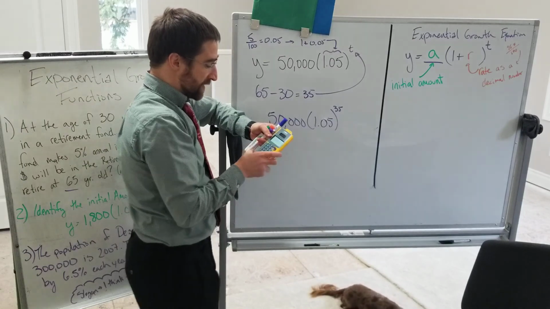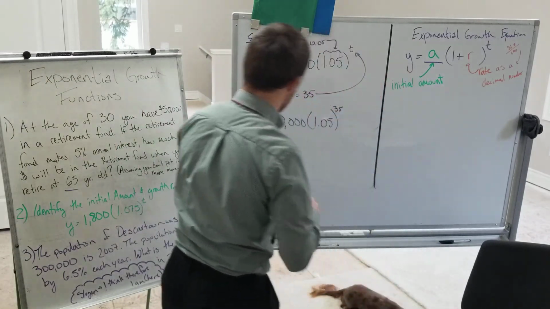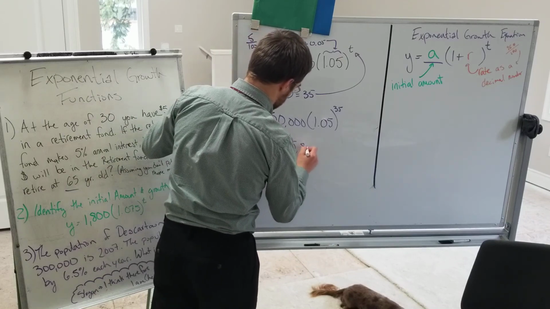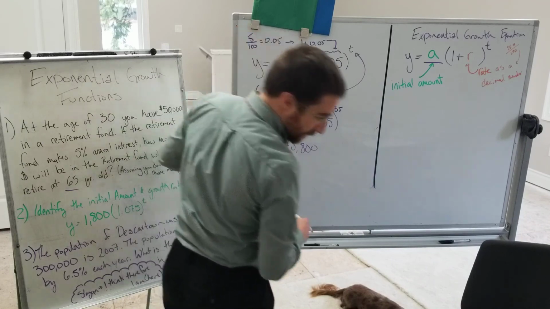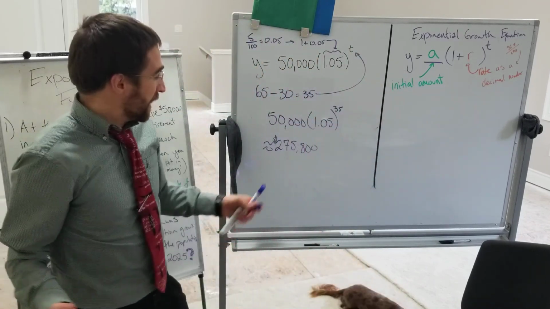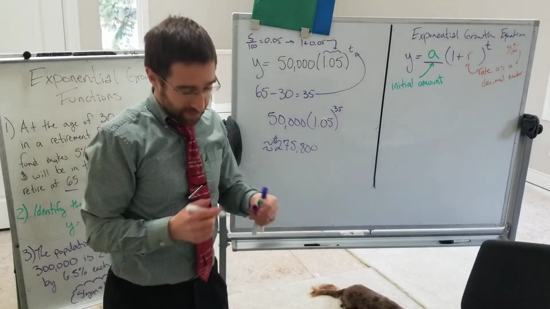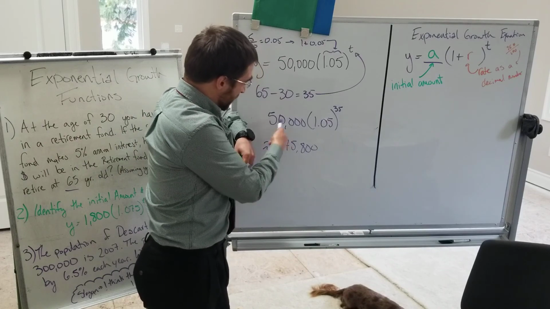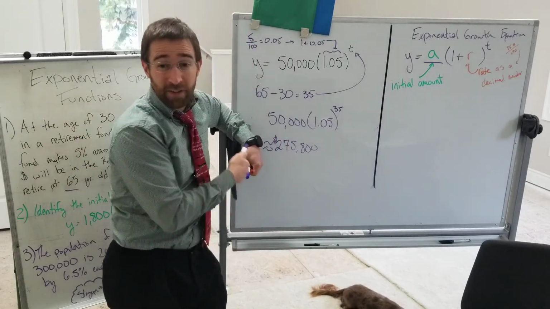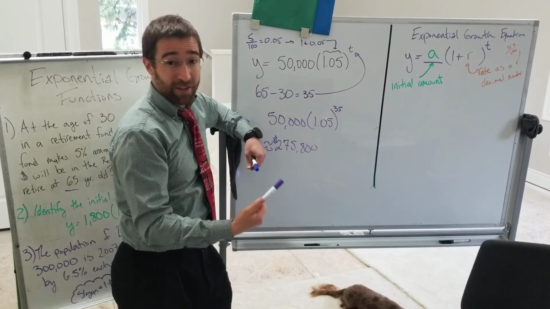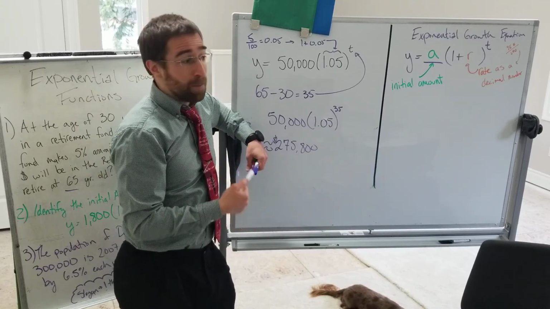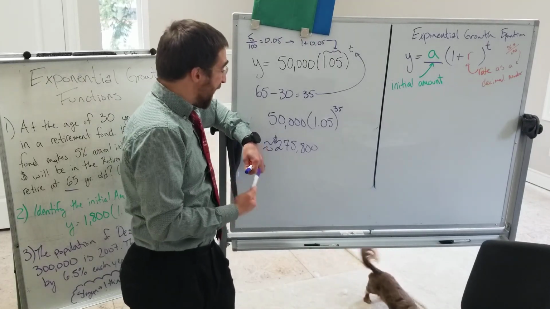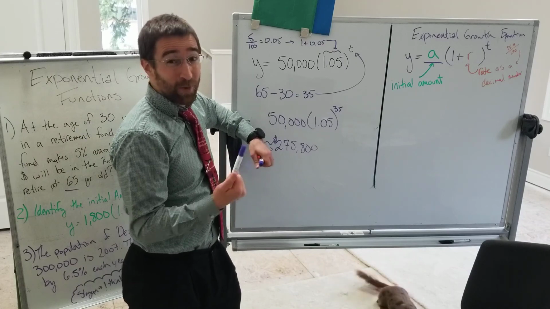And we get $275,800 approximately. There's like 77 cents, we can ignore that. But basically what this is saying is over 35 years, if that 50 grand is making 5% every year, that $50,000 more than quintuples, more than 5 times as big. It's 5.5 times as big, which is crazy, right?